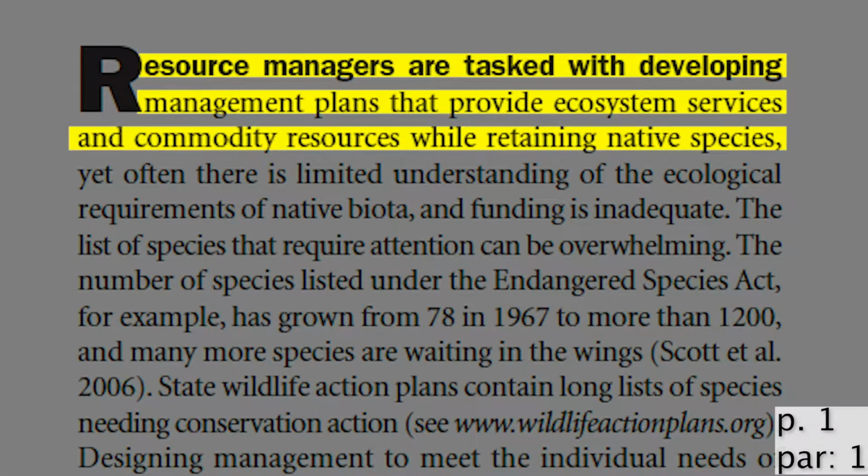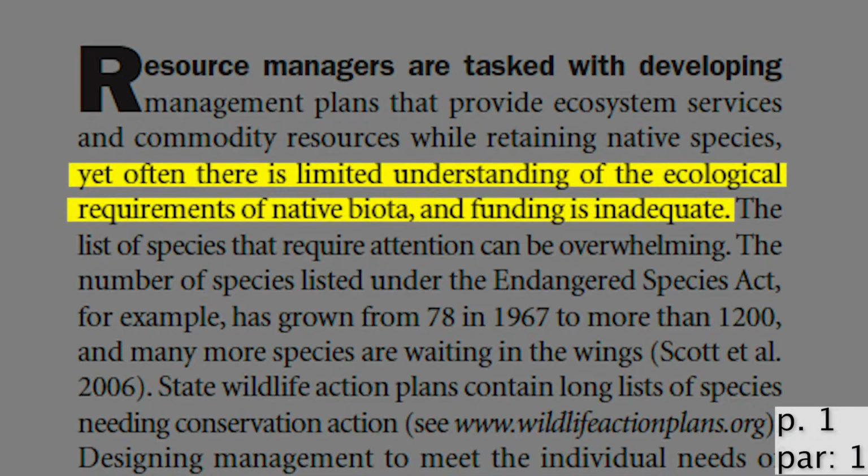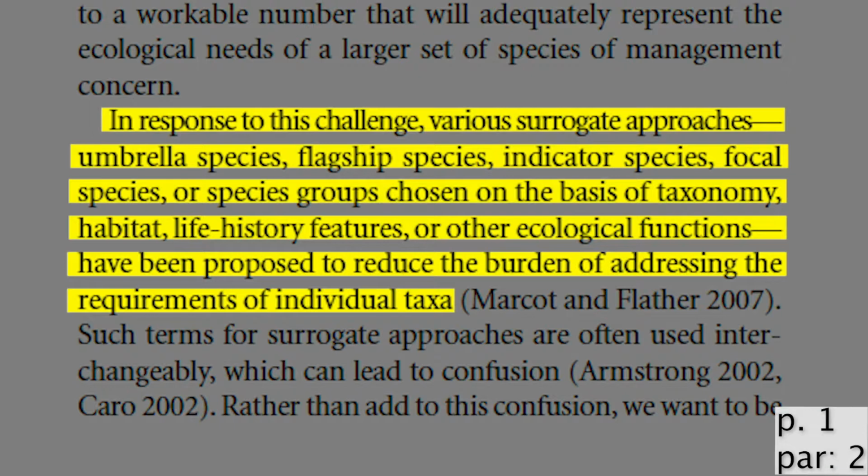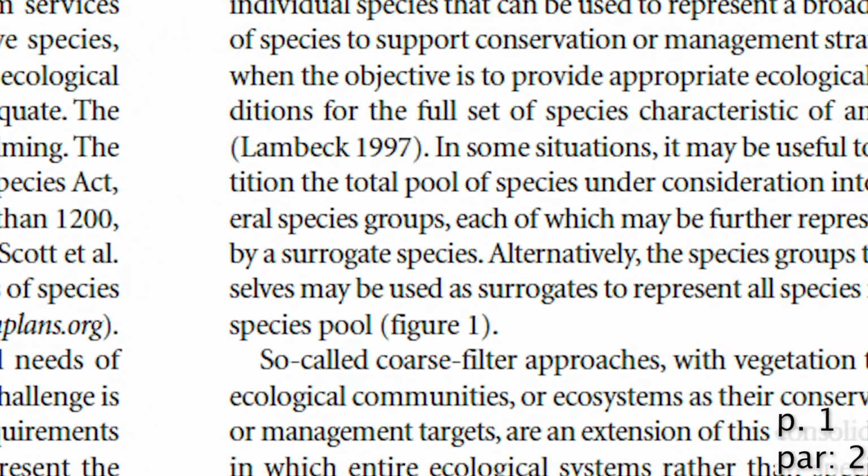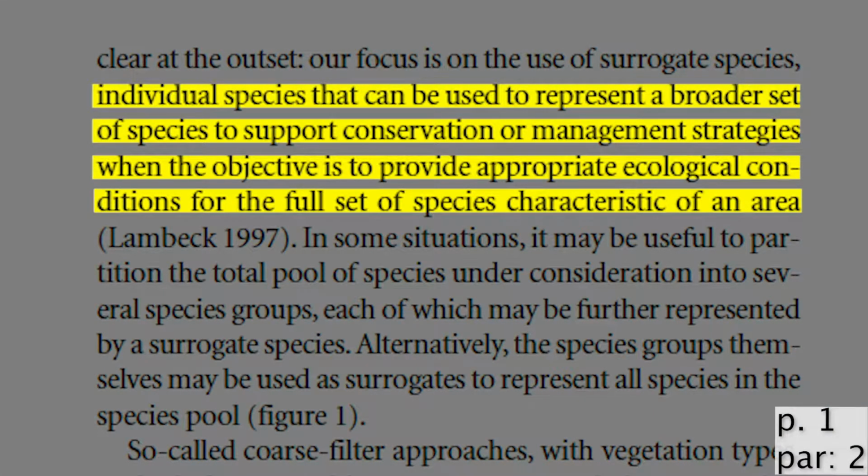Resource managers are tasked with developing management plans that provide ecosystem services and valuable resources, while also protecting native species. Yet, there is often a limited understanding of the ecological needs of local species, and funding is inadequate. In response to this challenge, various surrogate approaches have been proposed to reduce the burden of addressing individual species requirements while also protecting biodiversity. Surrogate species are individual species that can be used to represent a broader set to support conservation and management strategies that cover the ecological needs of multiple species in an area.